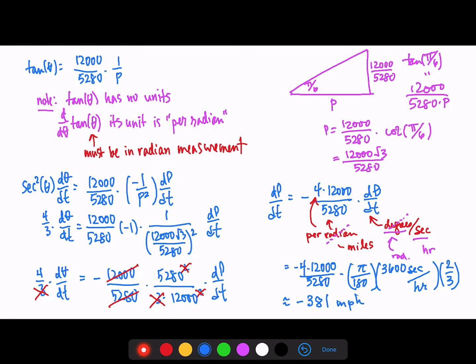So that's how fast the airplane is moving. And it's negative because it's moving toward the island. The distance between the radar station and the airplane is decreasing. Hence, the derivative of that displacement is negative. And there you go. There's your solution.